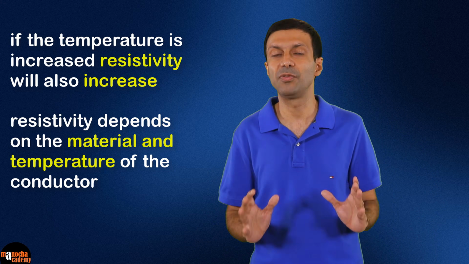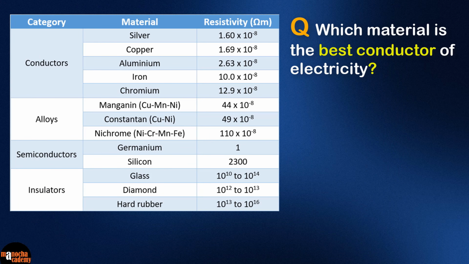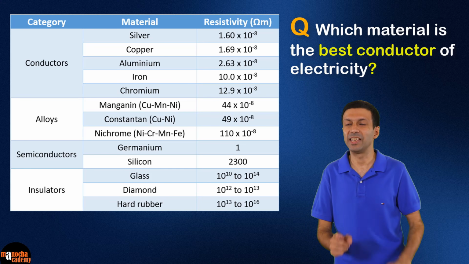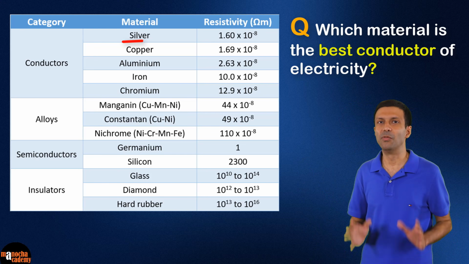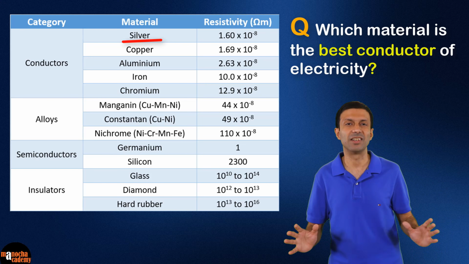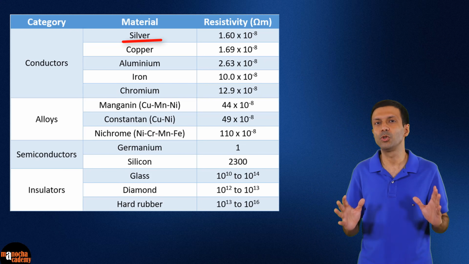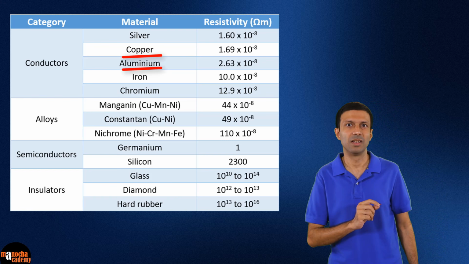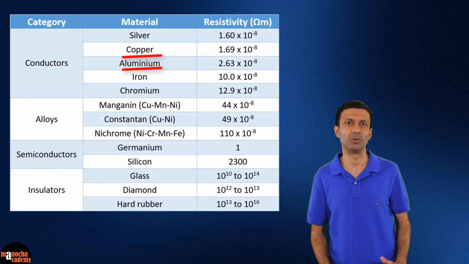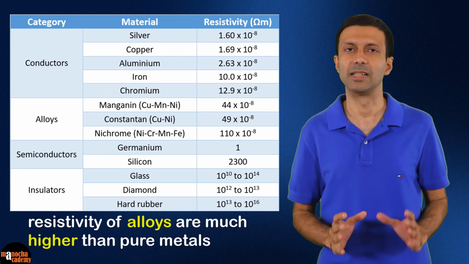Here is the table of resistivity values of different materials at 20 degrees centigrade. Based on this table, which material do you think is the best conductor of electricity? That's right, it's the one on the top, silver. Silver has the lowest resistivity value, so it is the best conductor of electricity. But since silver is very expensive, wires are usually made of copper or aluminium, since they also have low resistivity values. The resistivity of alloys are much higher than pure metals.